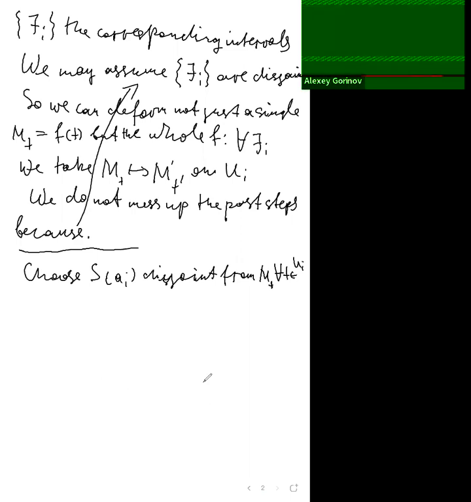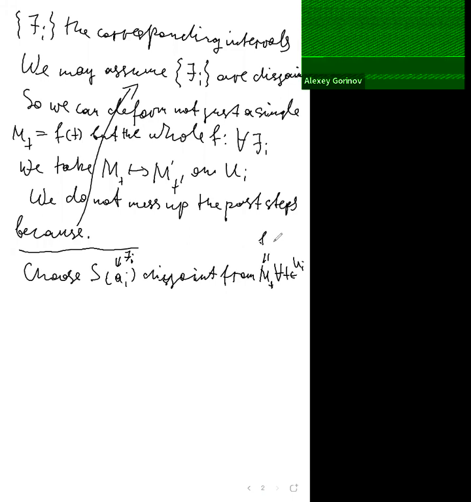Well, let's recall that for every t inside U_i, we have that M_t, which is the same as f of t, is disjoint from the slice S of A_i, for some A_i inside the interval J_i.